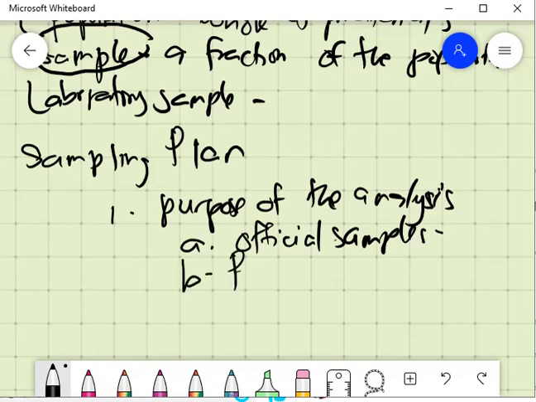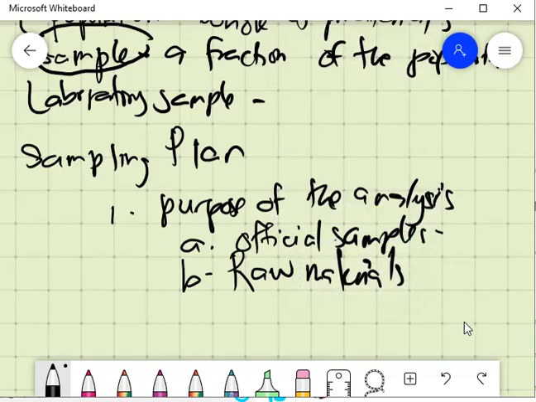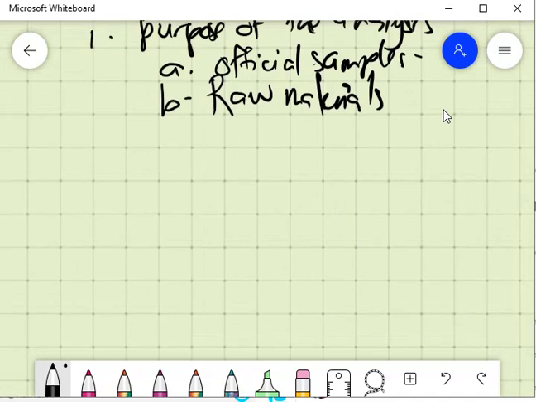Another purpose could be for raw materials. So that's similar to the salt example earlier. So if the salt that was delivered doesn't pass, then you have to return it to the supplier, right? You cannot use that. Okay, next. Process control samples.